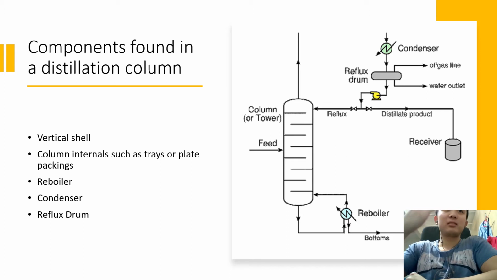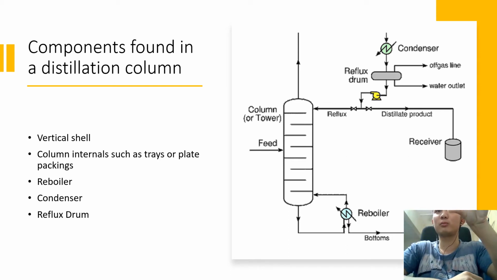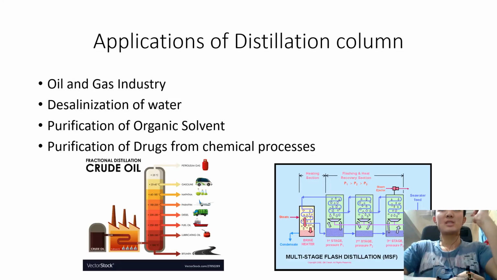Now, there are a few components found in the distillation column which are essential for the distillation column to work. The first one is the vertical shell, which is where the separation process takes place. Secondly, the column internals such as trays or plate packings, reboilers, condensers, and reflux drums. Finally, I'll talk about the applications of distillation column.